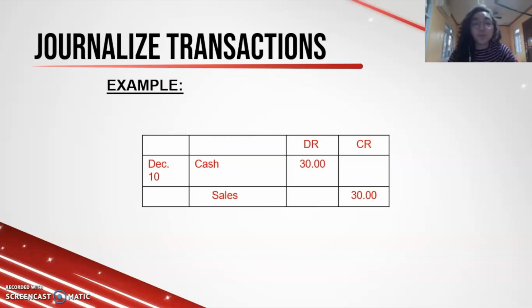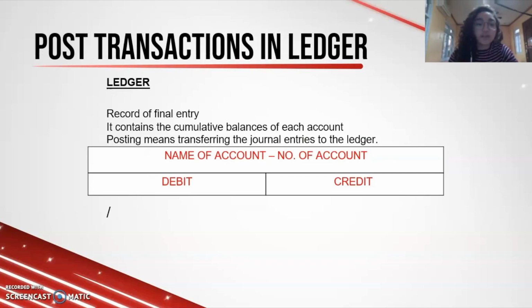Third step is to post transactions in the ledger. A ledger is the record of final entry. It contains the cumulative balances of each account. Posting transactions in the ledger means that we are transferring the journal entries to the ledger. T accounts represent the amount in the ledger. So below is the format of a T account. Based on its name, it is shaped like a letter T, and the accounts to be debited are written on the left, while those to be credited are written on the right.